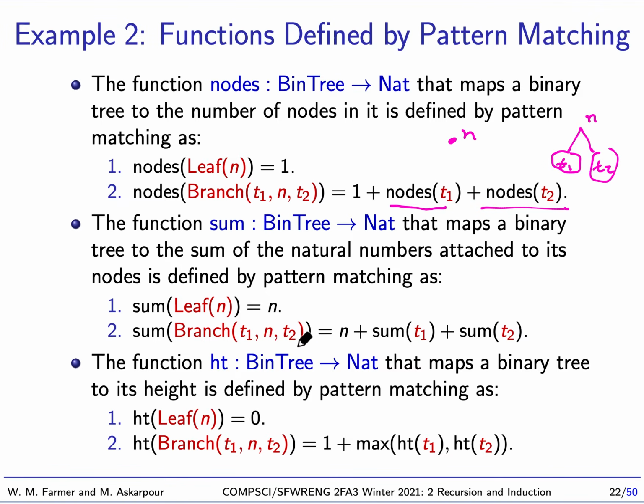And the sum of a branch of T1 and T2 will be n, the number assigned to that node, plus the sum of T1 and the sum of T2. And then the function height takes a binary tree and gives us the height of it. The height of a leaf node is 0, and the height of a tree built with a branch constructor is going to be 1 plus the maximum of the heights of T1 and T2.